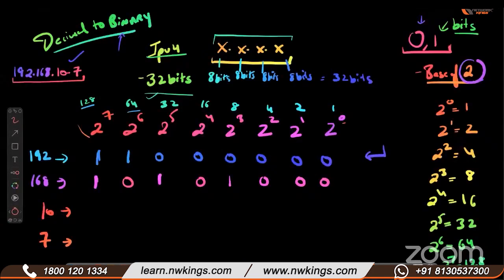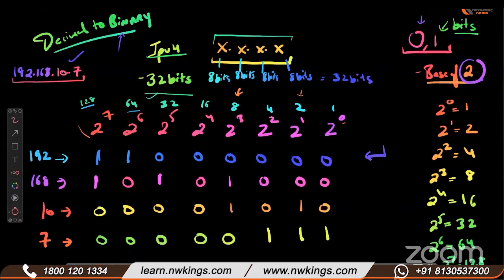Okay. Yes. So we are going to take 8 plus 2. Just see the numbers here, 8 and 2. 8 and 2 is 10 and the rest of the values are 0. Very simple. What about 7? 4 plus 2 plus 1 is 7. The rest of the values are 0. Clear? Yes, sir. Okay, good.